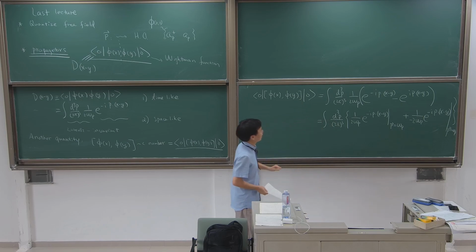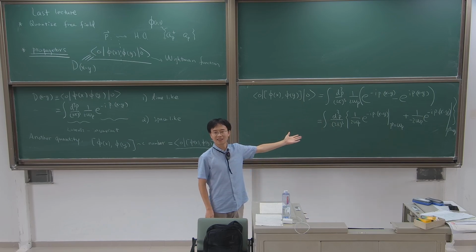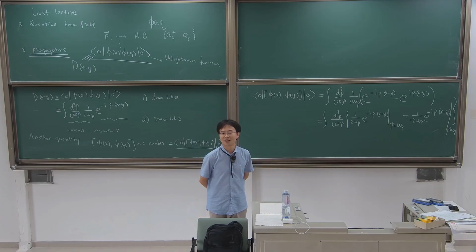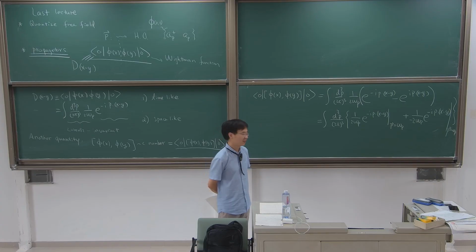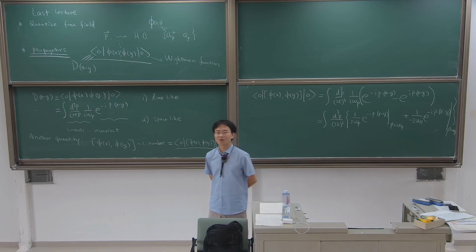Now, if you do it this way, you immediately realize that this can be viewed as a result that comes from a contour integral. Is that clear? Remember what you learned in complex analysis: when you try to do contour integral, what do you do?